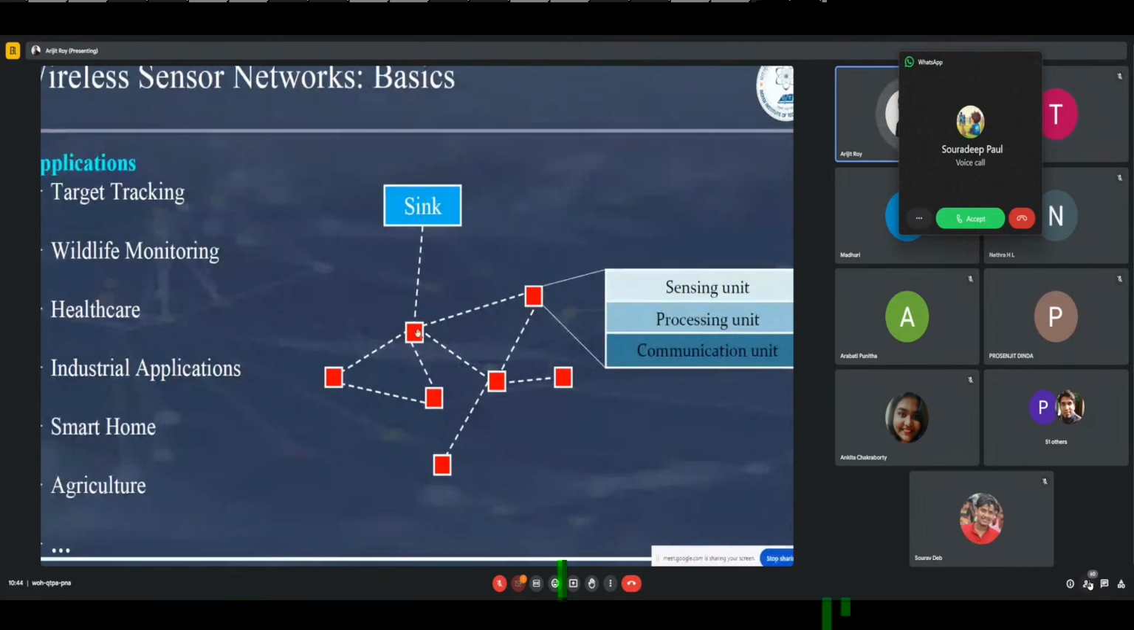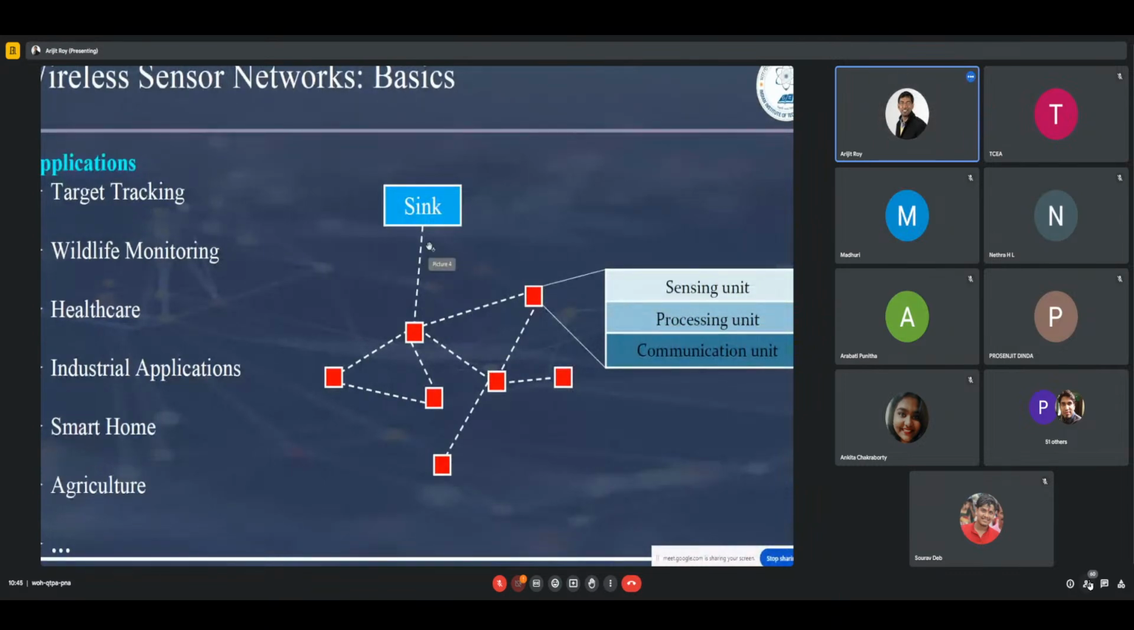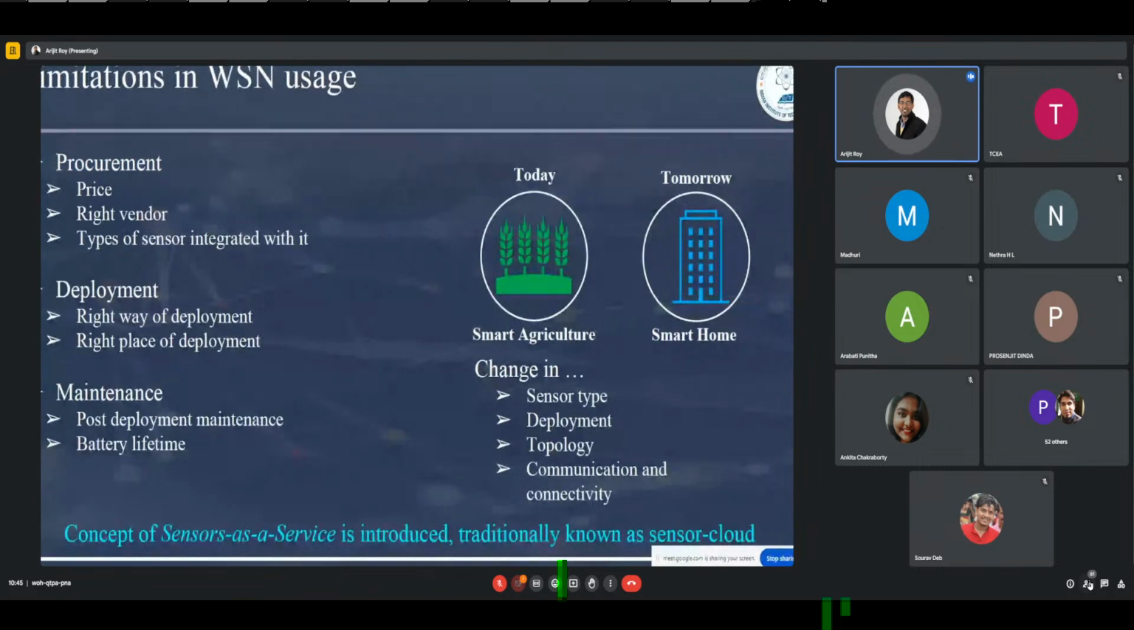Here you can see this node is connected to the sink. The sink is the centralized entity, a special type of node. Whenever a node transmits directly, that is single-hop connectivity. But whenever this node wants to transmit, it has to go either like this and this, or this and this. So it has to traverse multiple nodes, which means multi-hop connectivity. This is very popular. It can sense its surroundings and transmit the data to the sink, and based on that, it can work. You can use this wireless sensor network for different applications: target tracking, wildlife monitoring, healthcare, industrial applications, smart home, agriculture, and so on. Now, there are a few limitations that we identified in the traditional wireless sensor network.